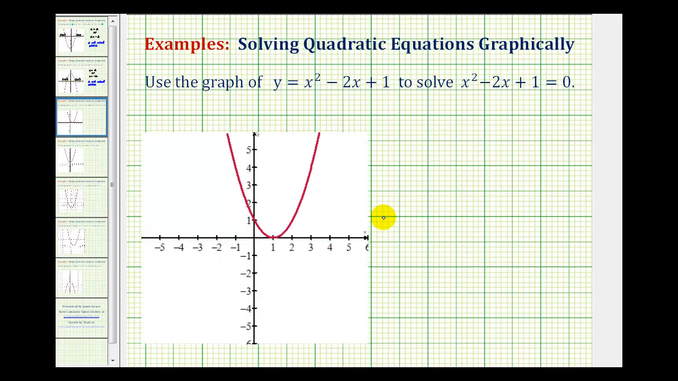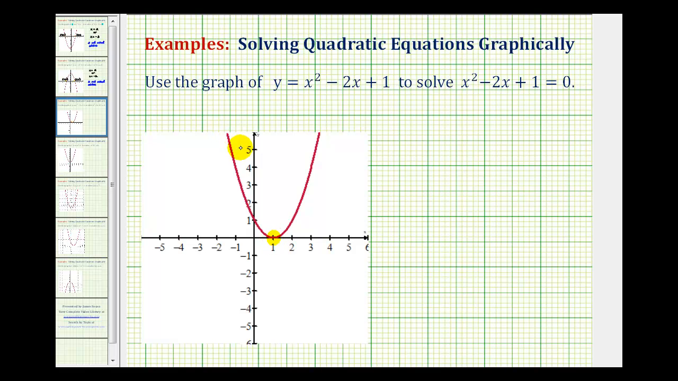In this example, we want to use the graph of y equals x squared minus 2x plus 1 to solve x squared minus 2x plus 1 equals 0. And notice this graph is a little bit different. It doesn't pass through the x-axis. The graph only touches the x-axis at x equals 1.